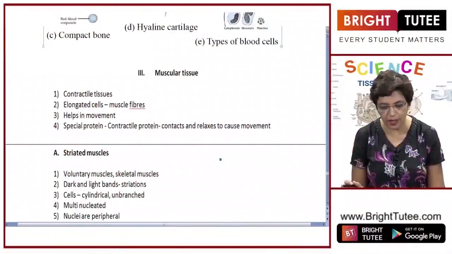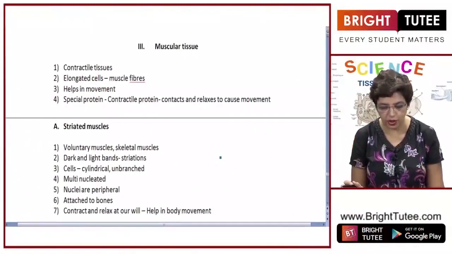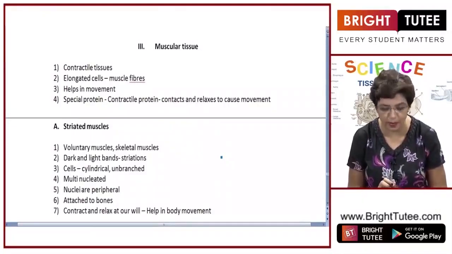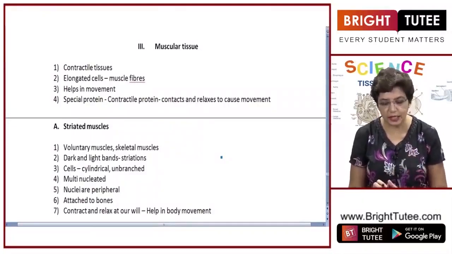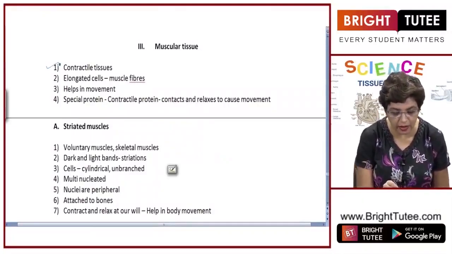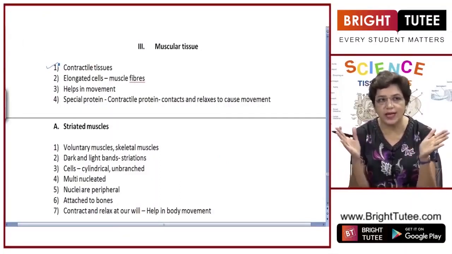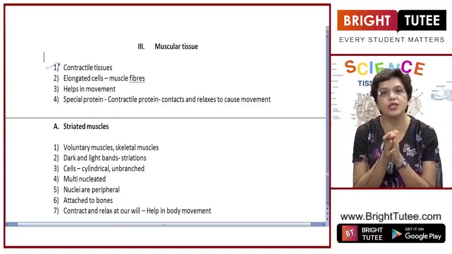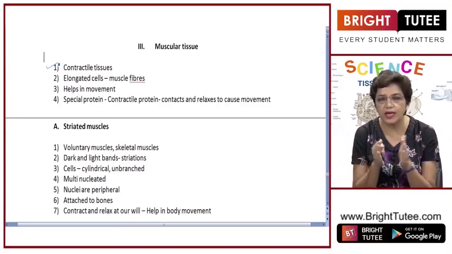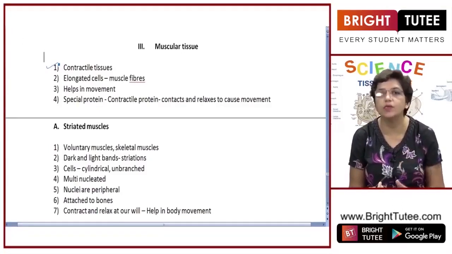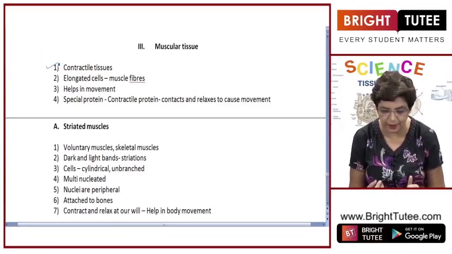Let's move on to the next topic, that is the muscular tissue or the muscle. They are made up of muscle cells, also called myofibrils. So the main characteristic of muscular tissues is that they are contractile tissue. What does this mean? Contractile means they can contract, that is reduce in size. The cells can contract and relax. This contraction and relaxation actually help in the movement of different body parts.